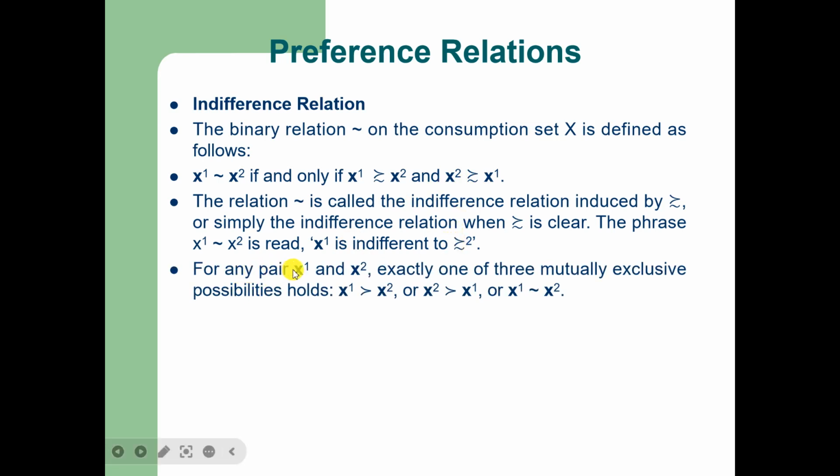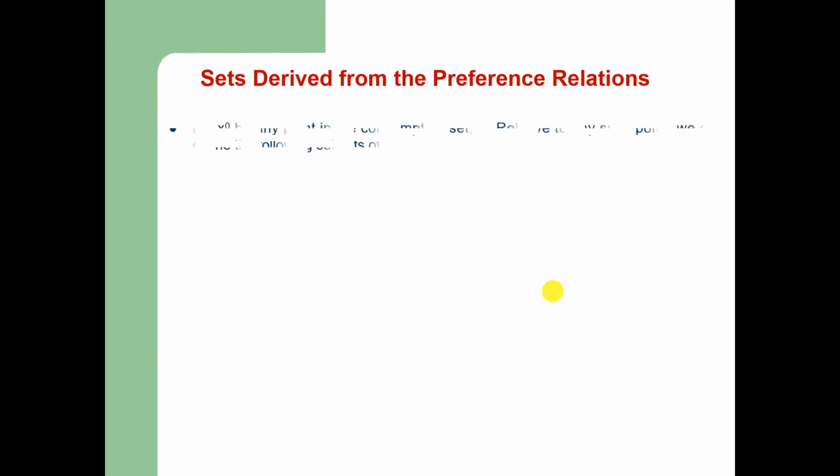For any pair X1 and X2, exactly one of three mutually exclusive possibilities holds, and that is X1 is strictly preferred to X2, or X2 is strictly preferred to X1, or X1 is indifferent to X2. So then we have some sets which are derived from the preference relations.